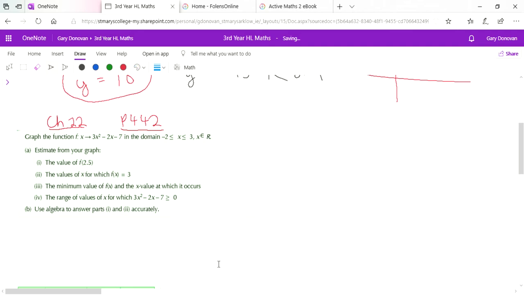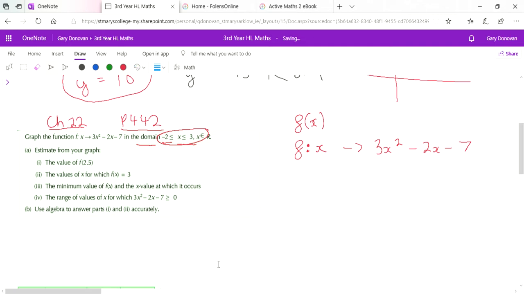So here we have a function, f of x, and they've written it a different way, but they can also write f as f colon x, is the function 3x squared minus 2x minus 7. In the domain, minus 2 is less than or equal to x is less than or equal to 3. Now this bit is important as well.